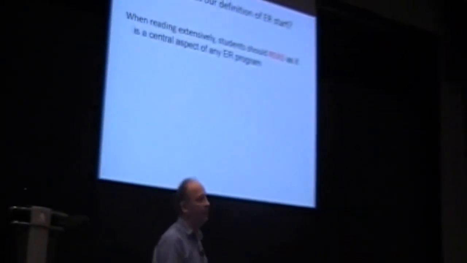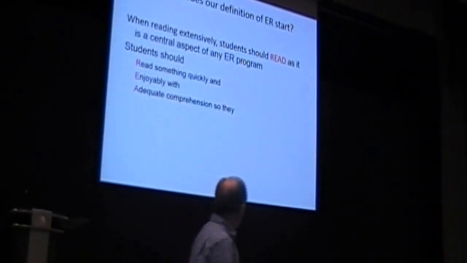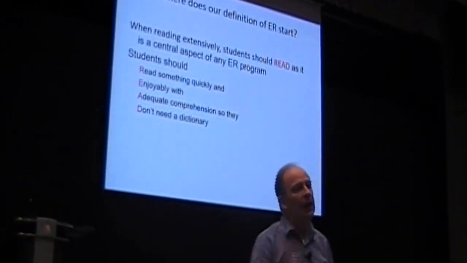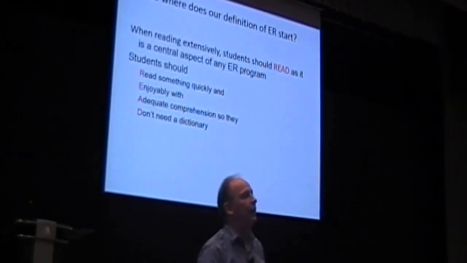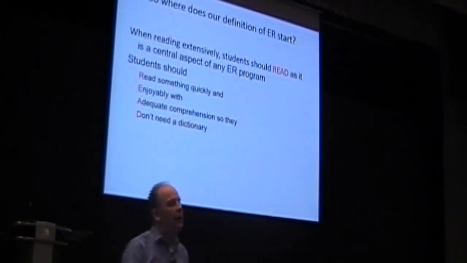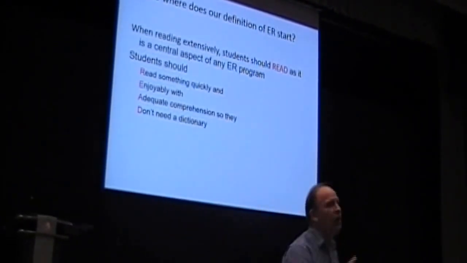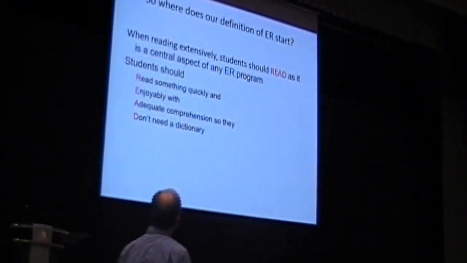Okay, so where does our definition of extensive reading start? I think one of the core points we need to make for extensive reading is to look at the cognitive dimension. Students should read something quickly and enjoyably with adequate comprehension so they don't need a dictionary, R-E-A-D. I think this is the basic, solid, core part of extensive reading. This is really where we need to be. And to be called an extensive reading program, if your students aren't doing this, maybe you should have some other label for the program that you're working with. Yeah? That to me is the core part.